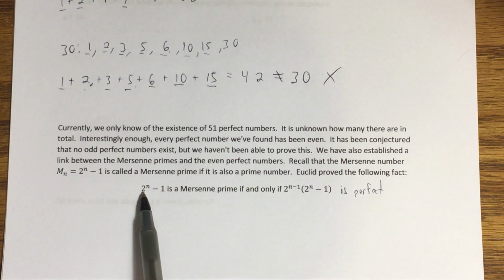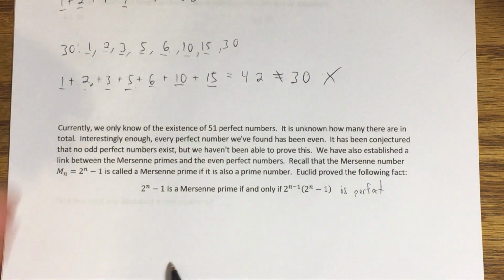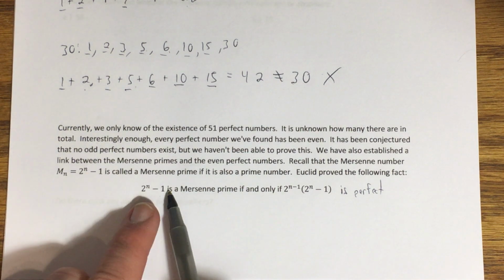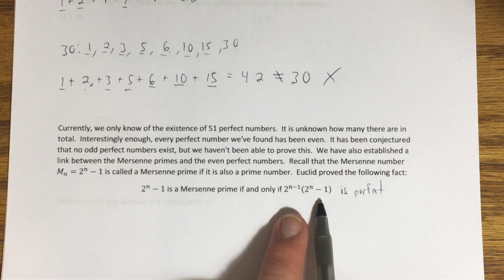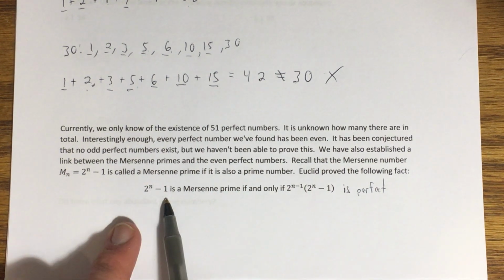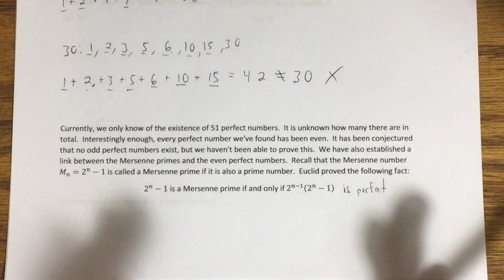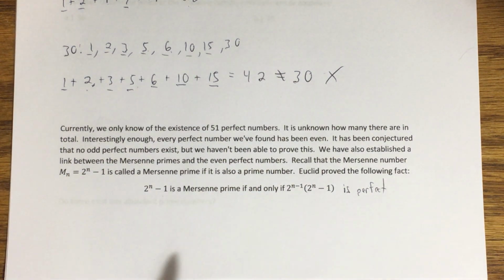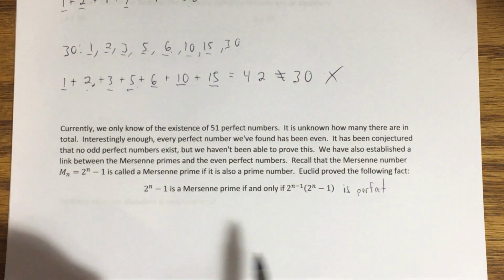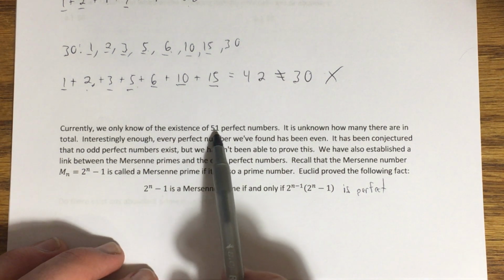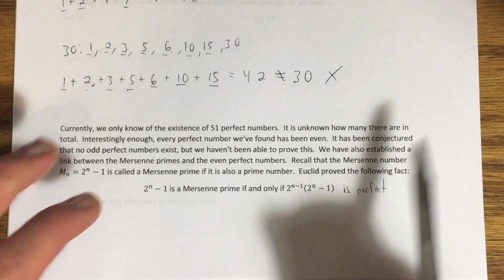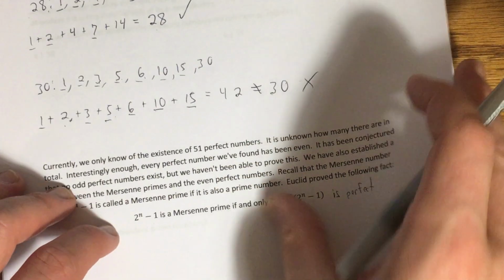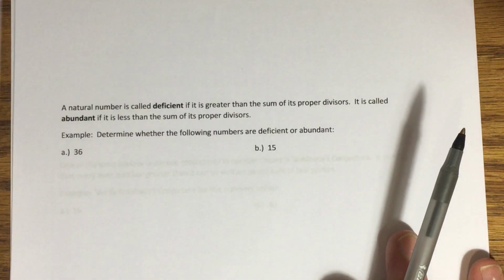But they still dealt with expressions and numbers of this type. So one condition implies the other and vice versa. If this is a Mersenne prime, then this number is perfect. If this number is perfect, then that's a Mersenne prime. What that means is we have a direct correlation between all of the Mersenne primes and all of the even perfect numbers. So the fact that we know that there are 51 perfect numbers means we also know that we only know about 51 Mersenne primes, and they are directly correlated. So I'm going to use an example to flesh this out a little bit more.